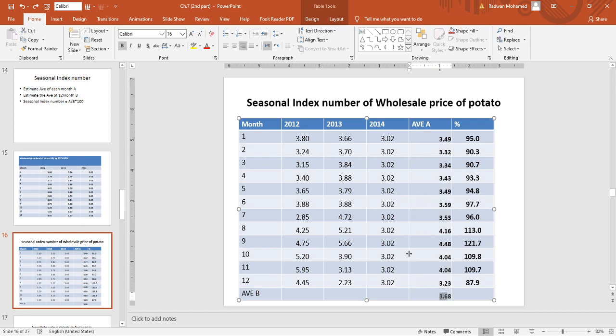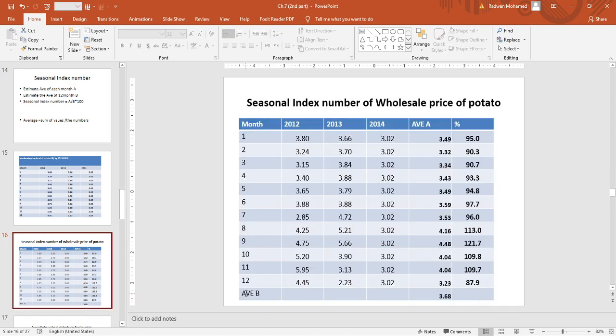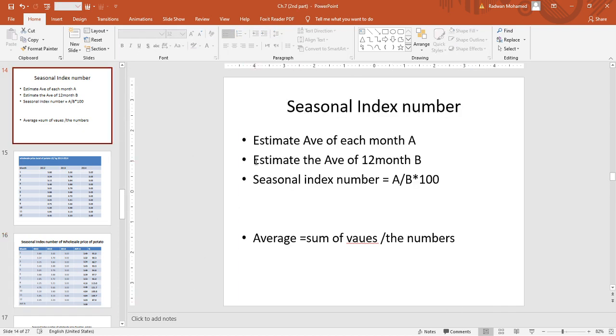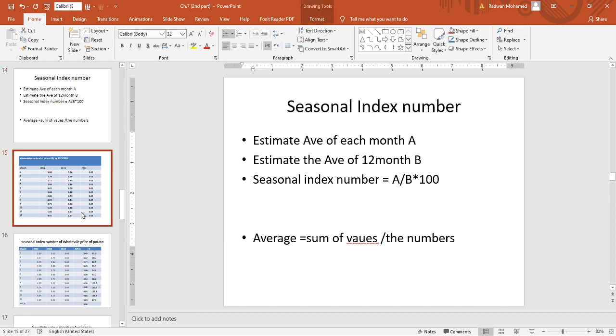So as you know, I will write it down here. The average of anything is equal to the summation of values, the sum of values divided by the numbers. It's very easy. If I want to get the average of anything, I will sum its values over the numbers. So I want to calculate the average B, which represents the estimate of the average of 12 months. I want to calculate the average for these 12 months.